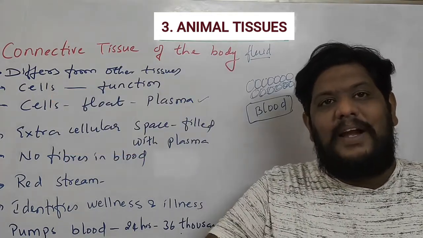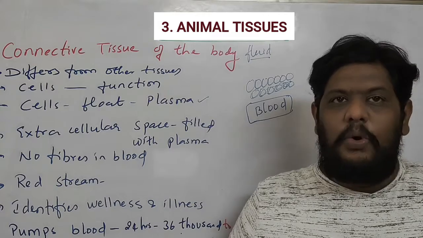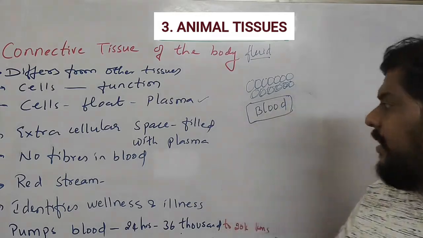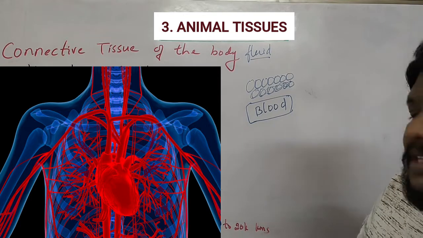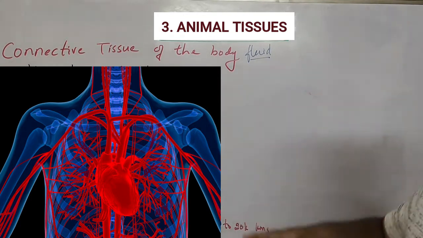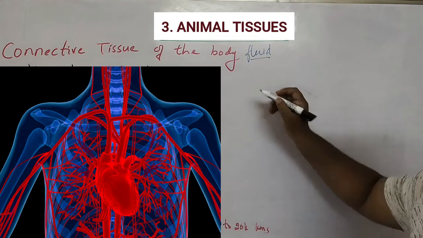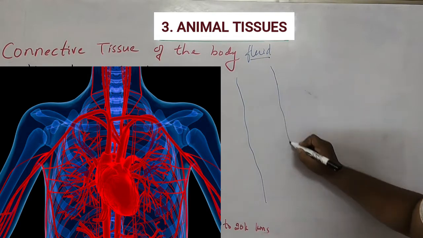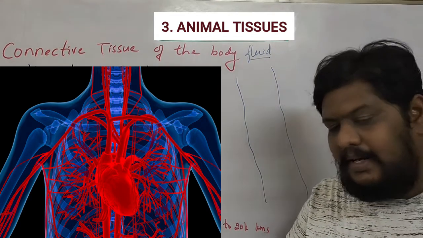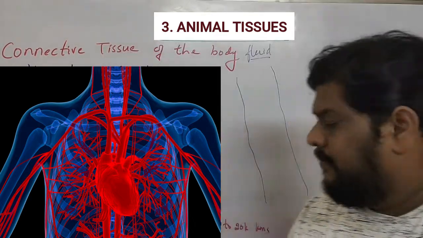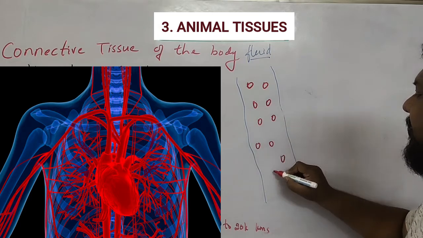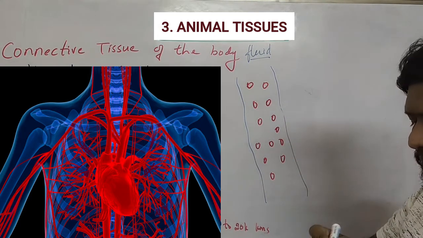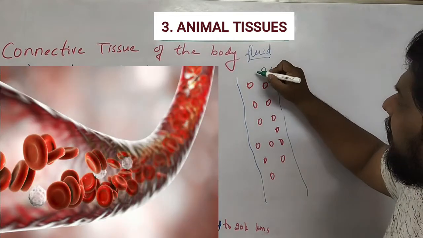Now, where does this blood flow? Usually the blood will flow in a special part which is called the blood vessels. Now let me draw a blood vessel here. Okay, now this is the blood vessel, right? And now there are several cells here, which are completely away from each other. So they move very freely in this particular blood.